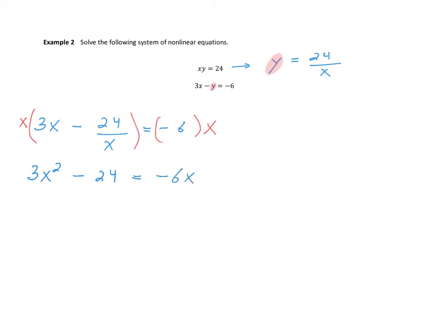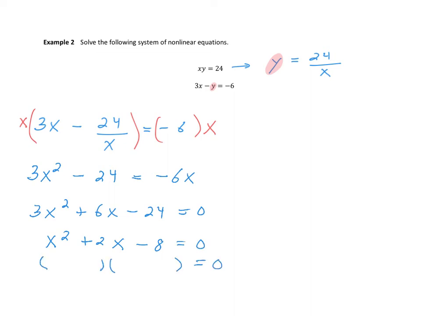I think I'll add 6x to both sides. So I get this. And let's see. Oh, I can divide 3 to both sides of this equation. I get x squared plus 2x minus 8 is 0. I think this factors. Let's see. Have an x and an x, a positive and a negative. Okay, that's going to be a positive 4 and a negative 2. The product is negative 8 and the sum is positive 2. Therefore, x is equal to negative 4 and x is equal to 2.